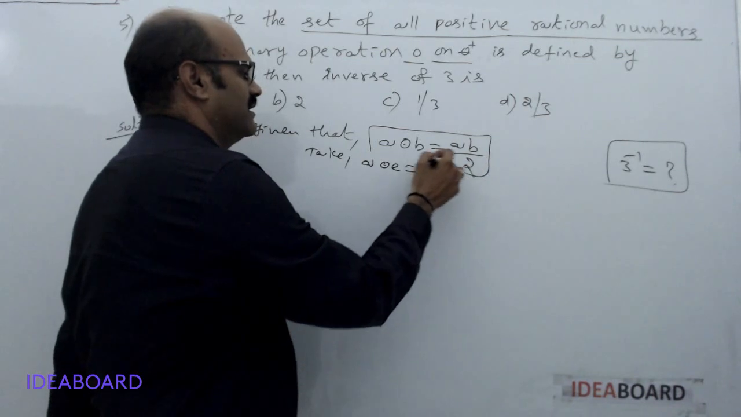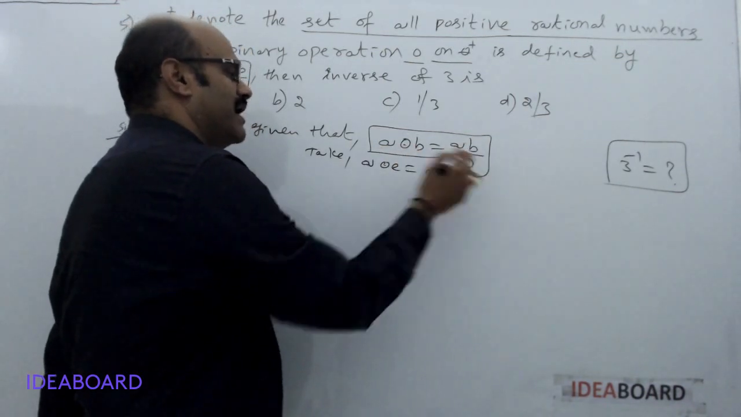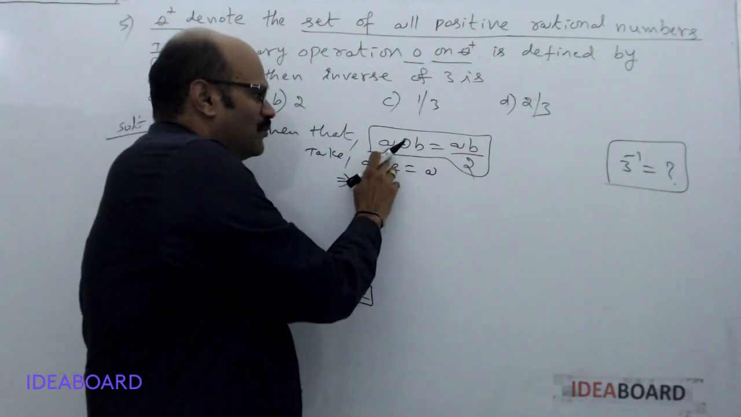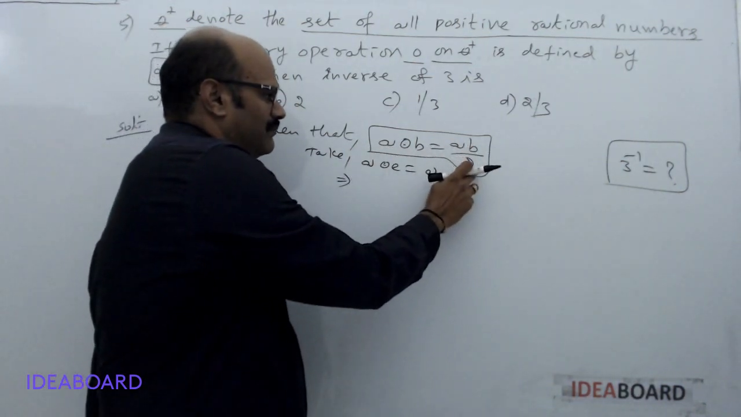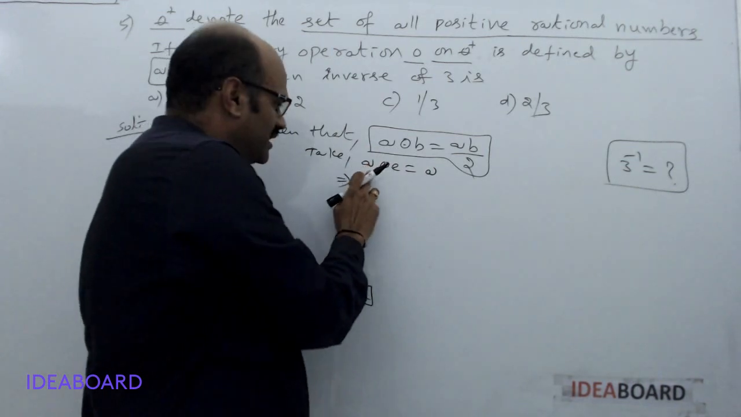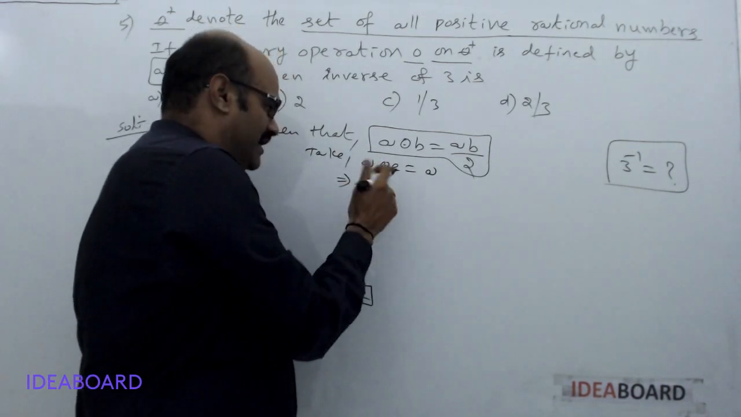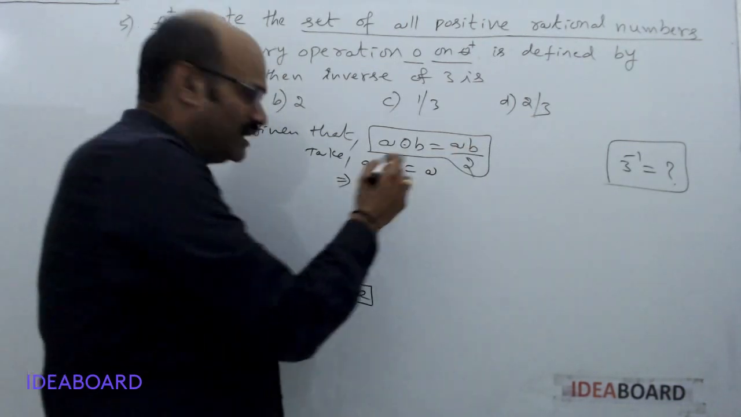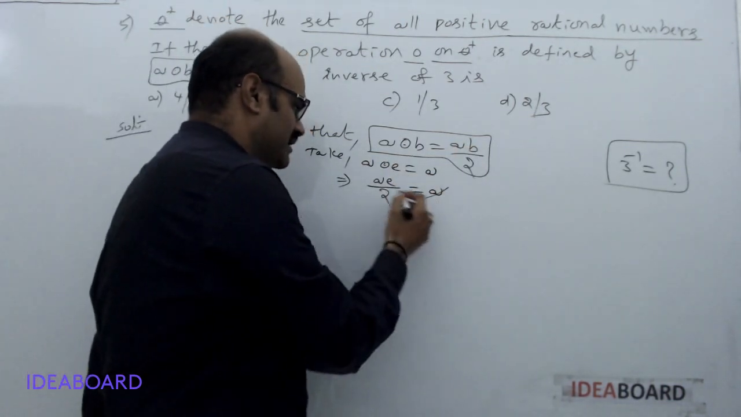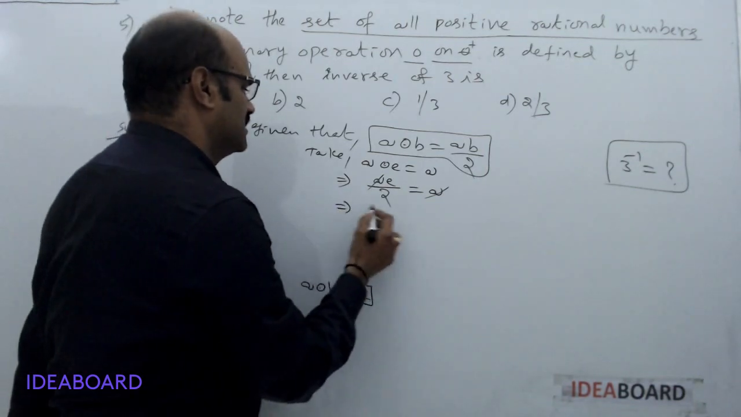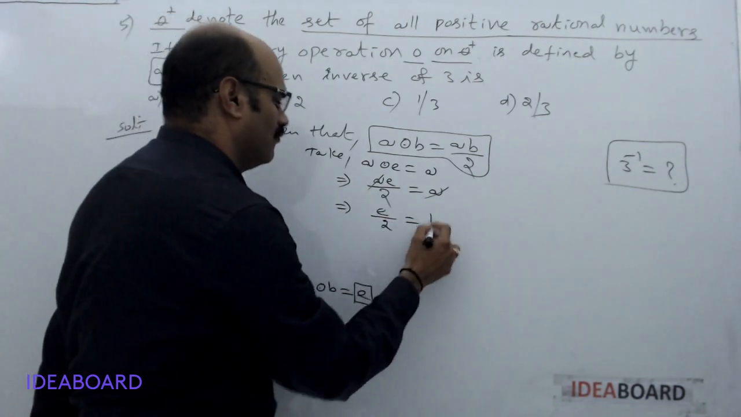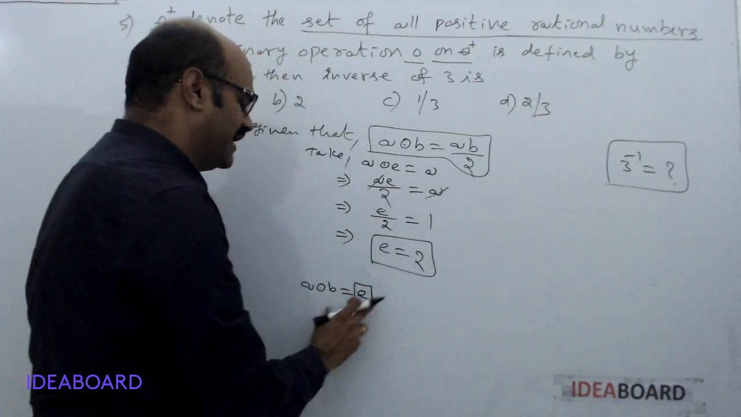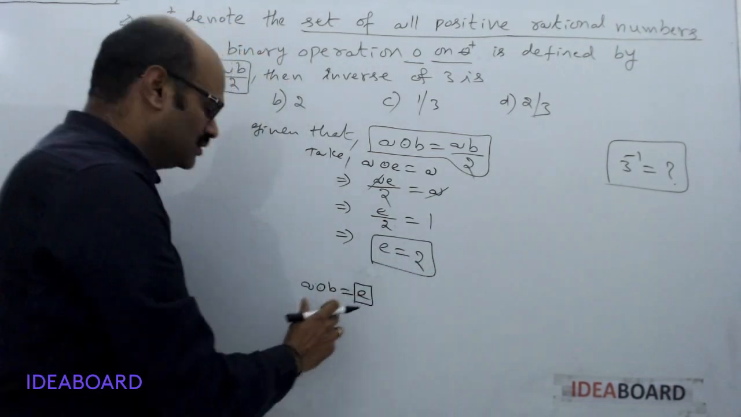It is given that A circle B equal to AB by 2. So it implies you should take it as product of AB by 2. So here A circle E equal to product of A and E whole by 2 equal to, we are having A here. A cancel. So it implies E by 2 equal to 1. So that E equal to 2. So here we got the identity element equal to 2.